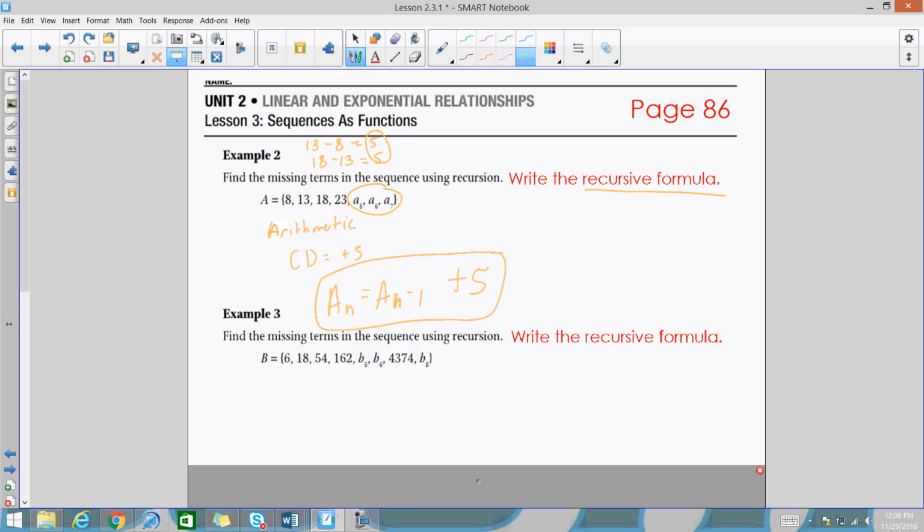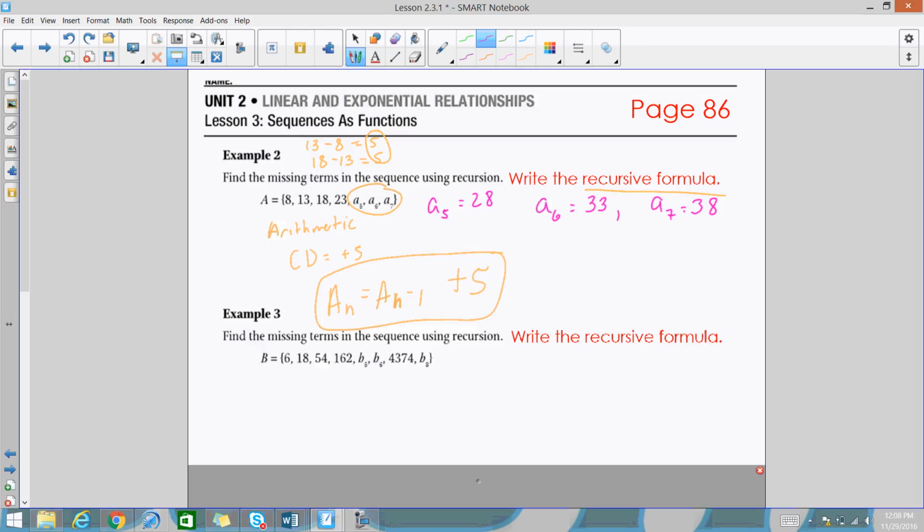So how do I find 5, 6, and 7? Well, I just add 5. So a sub 5, 23 plus 5 is 28. A sub 6 is 28 plus 5, which is 33. And a sub 7, 33 plus 5 is 38.